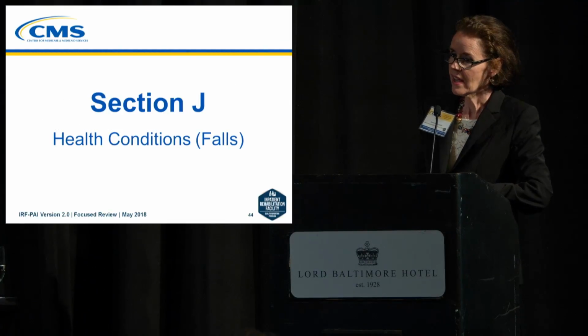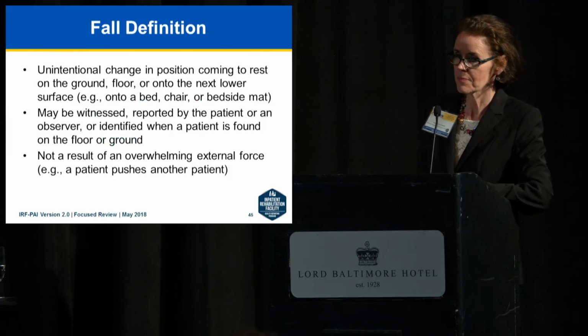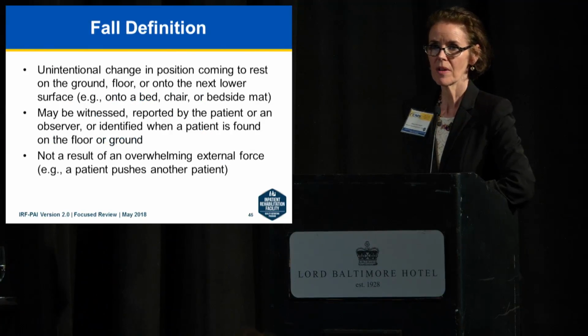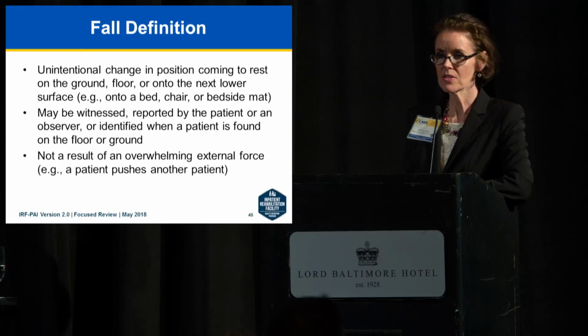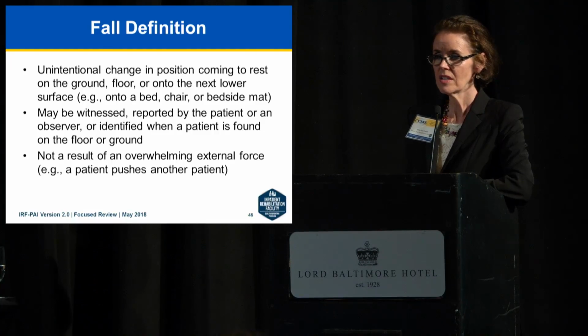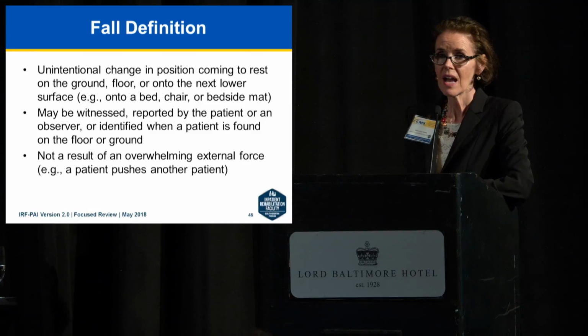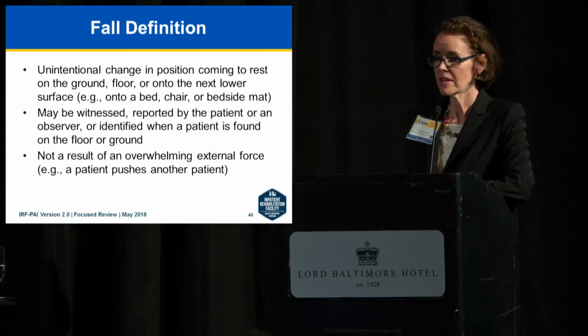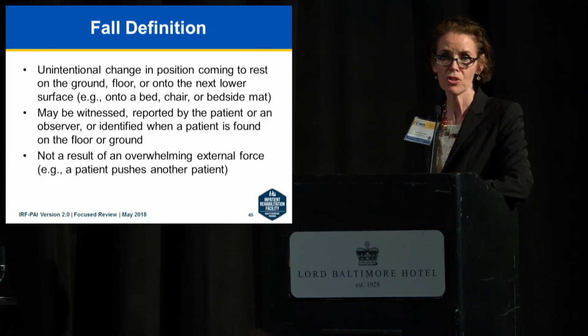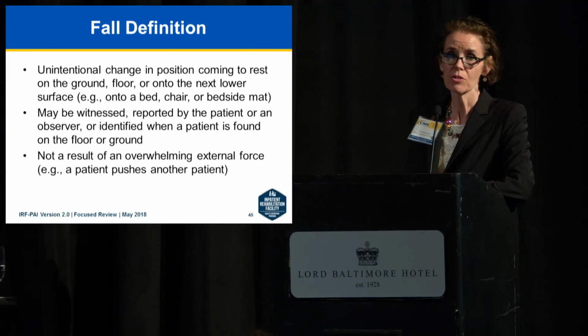Section J, health conditions and falls. We've talked about the fall definition since the quality reporting program started. The definition of a fall is an unintentional change in position coming to rest on the ground, floor, or onto the next lower surface, which could be a bed, a chair, or a bedside mat. It may be witnessed, or on occasion reported by a patient or observer, or identified when a patient is found on the floor or the ground. It is not a result of an overwhelming external force. So if one patient were to push another patient, that would not be considered a fall.